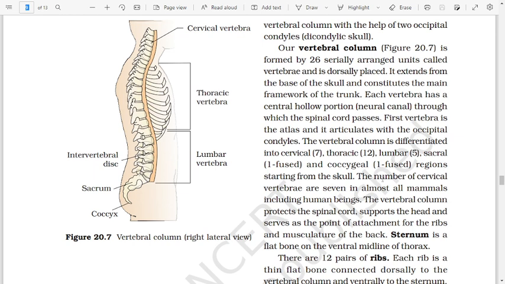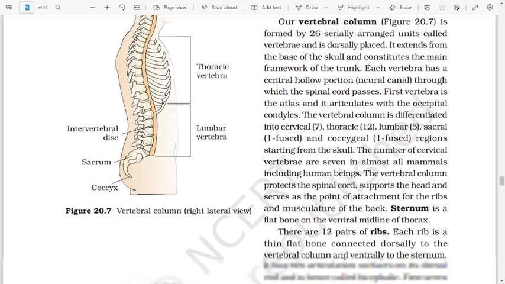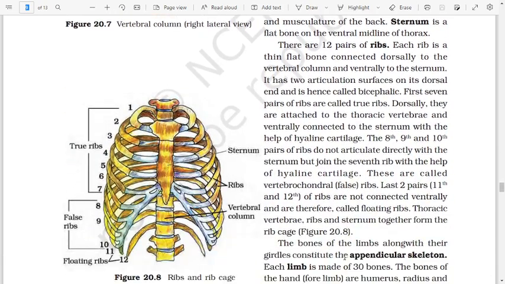Starting from the skull, the number of cervical vertebrae is 7 in almost all mammals, including human beings. The vertebral column protects the spinal cord, supports the head, and serves as the point of attachment for the ribs and the musculature of the back. Sternum is a flat bone on the ventral midline of thorax. There are 12 pairs of ribs. Each rib is a thin flat bone connected dorsally to the vertebral column and ventrally to the sternum. It has two articulation surfaces on its dorsal end and is hence called bicephalic.